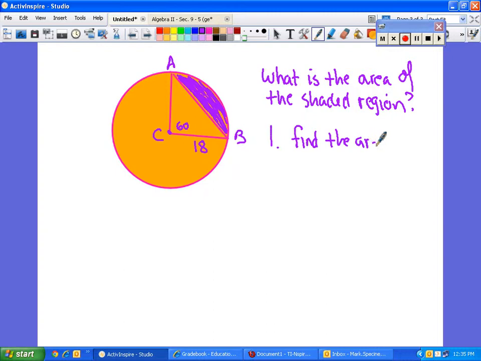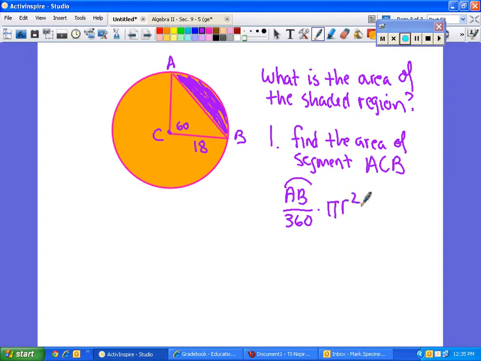Step number 1 is to find the area of segment ACB. Okay? So to find the area of sector ACB, we take the measure of arc AB divided by 360 times pi r squared, just like we just did.